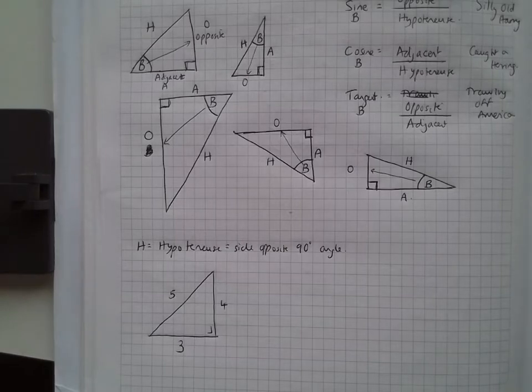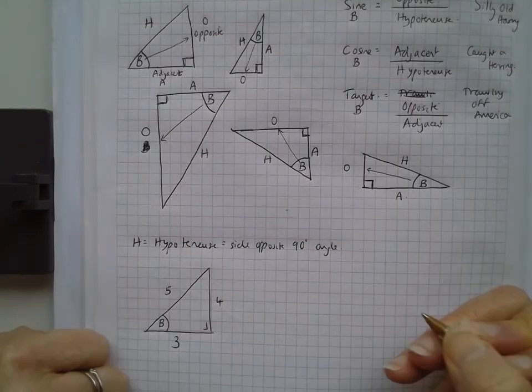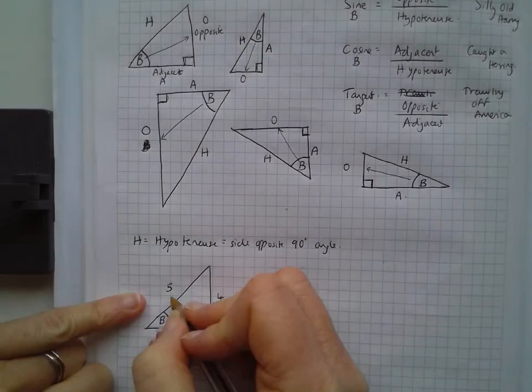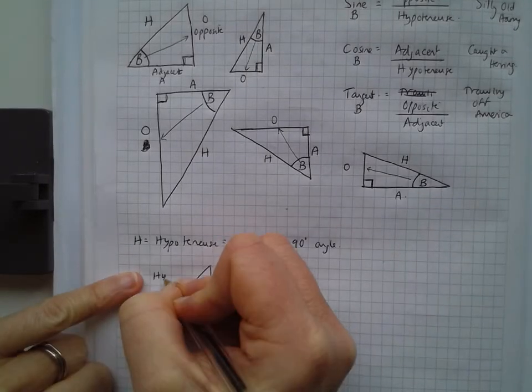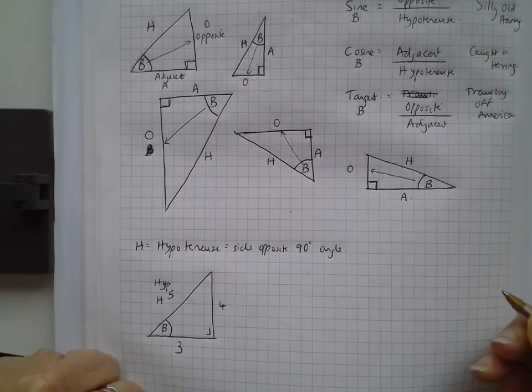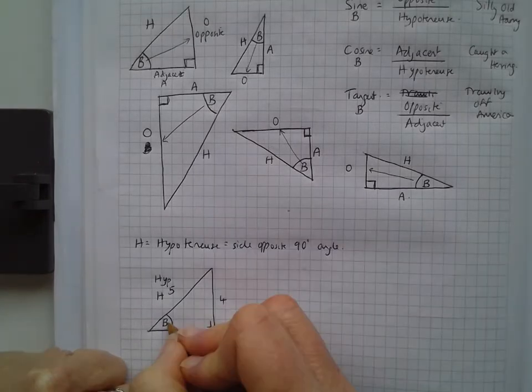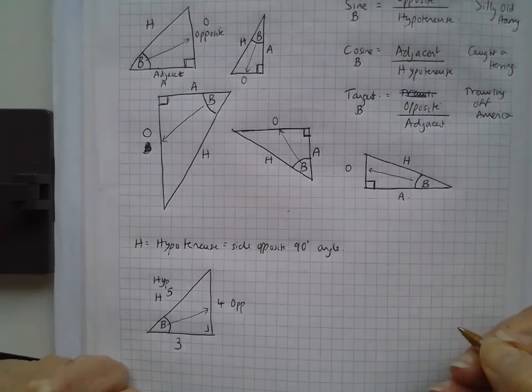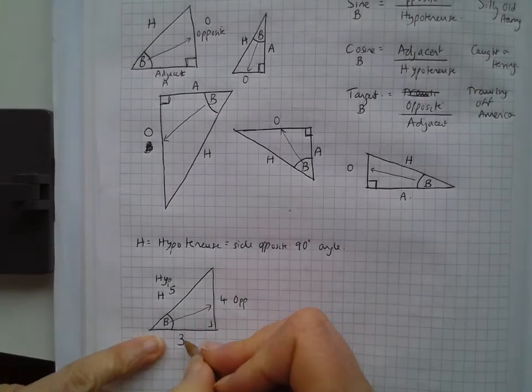As we said before, we always do the hypotenuse first because it's always opposite the right angle. So that's my hypotenuse, or H. The opposite is going to be the side that's across the triangle directly opposite the angle. So this is the opposite. The adjacent is going to be the side that's adjacent to, or next to, my angle. So that's 3, which is the adjacent.